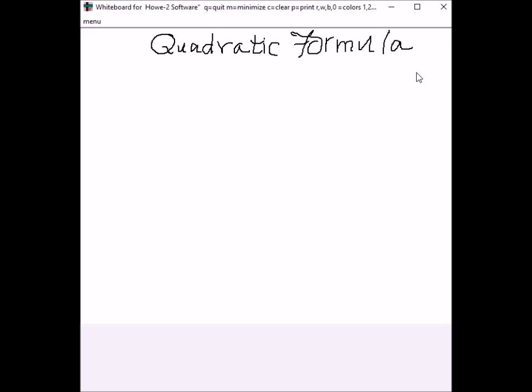Okay, we're going to use the quadratic formula. Now we've seen how to complete the square, but we're going through the same process over and over and over again. So somebody said, well, if we did the completing the square in the abstract, we could get a formula for the answers and we wouldn't have to keep doing that work over and over again.